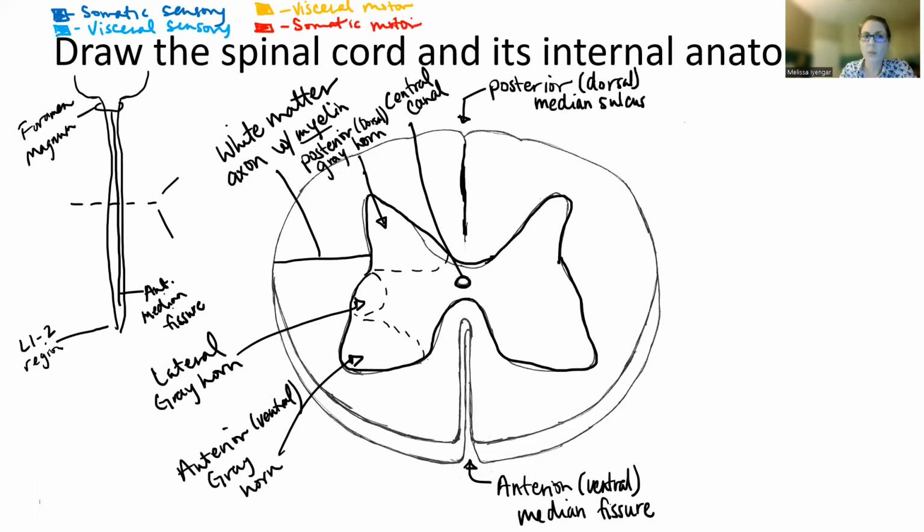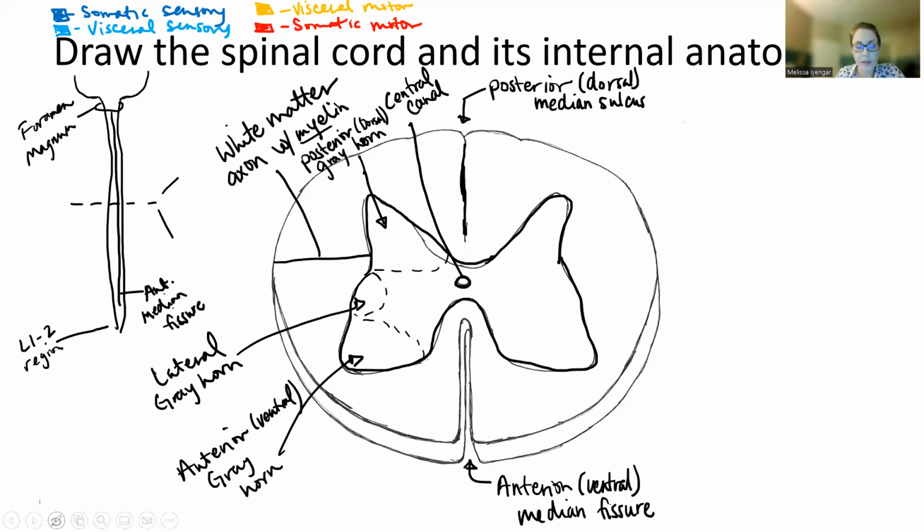Remember, somatic means of the body, so we're talking about the skin and skeletal muscles, and when we're talking about visceral, we're talking about things associated with organs. Usually that's smooth muscle, cardiac muscle, or glands. For motor and for sensory, they go to the same locations. So what we're going to remember is the posterior aspect always has to be sensory, and the anterior aspect always has to be motor.